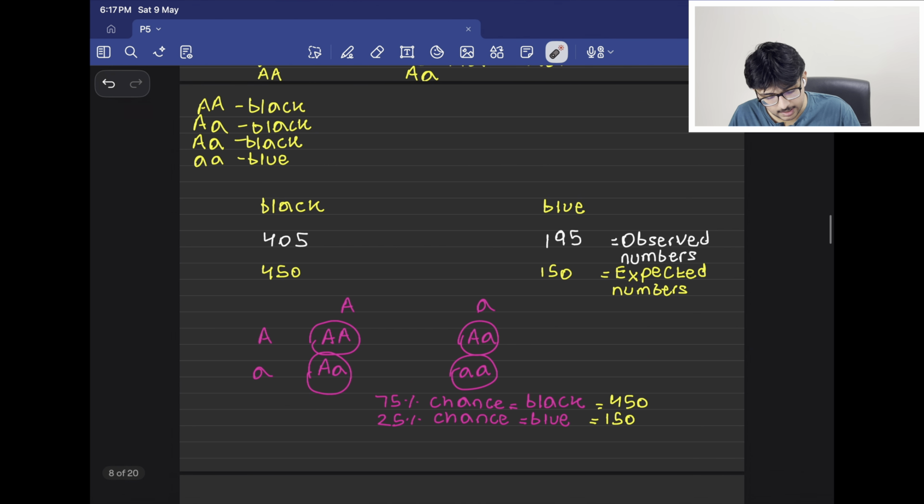Now you're checking, is this difference big or is this difference small? Is the difference between 405 and 450 big or small? And is the difference between 195 and 150 big or small? Now, the question which I get asked most is, why do we use a chi-square test for this? Why can't we just say this ourselves that, oh, 450 and 405, this is a big difference, and this is also a big difference. There's a 45 organisms difference, right? Why do we need to do a test for that? It's just the way this works.